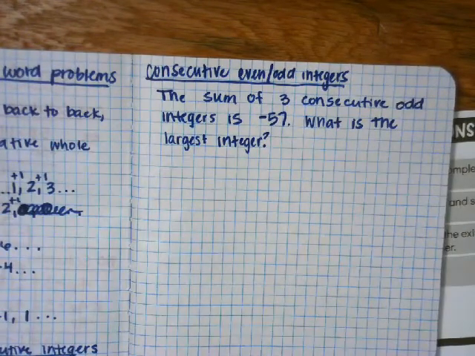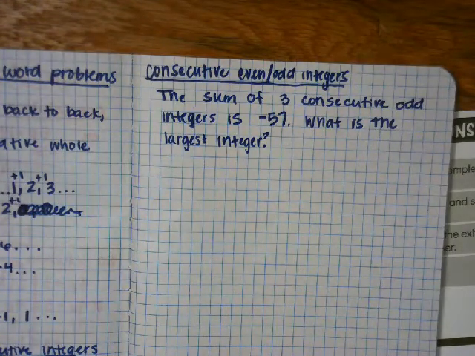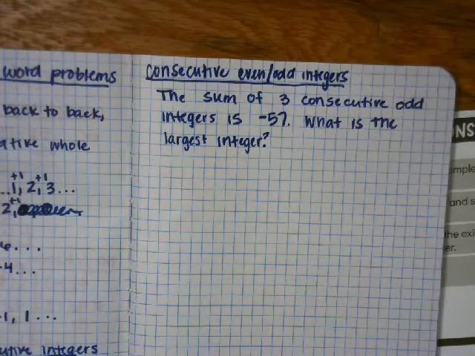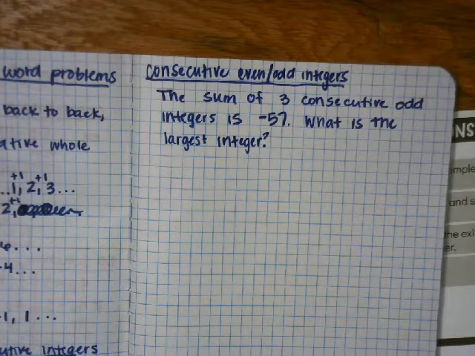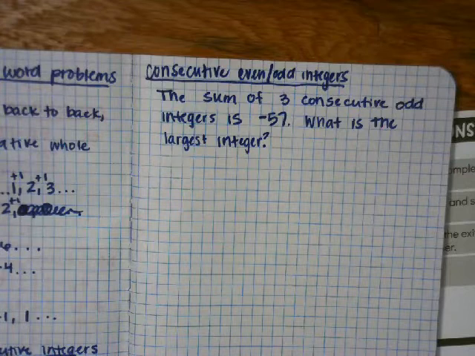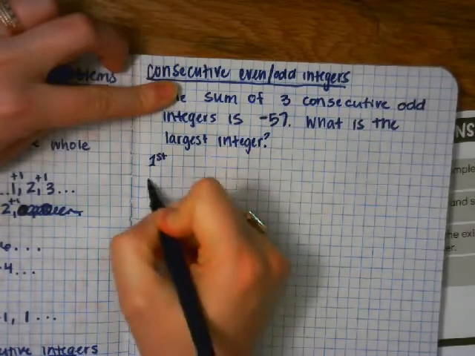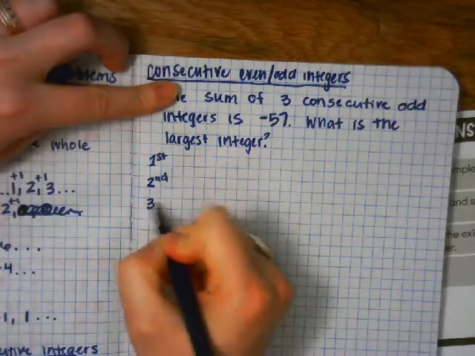All right, the sum of 3 consecutive odd integers is negative 57. What is the largest integer? In this case, we have 3 integers, so we're going to have first, second, and third.